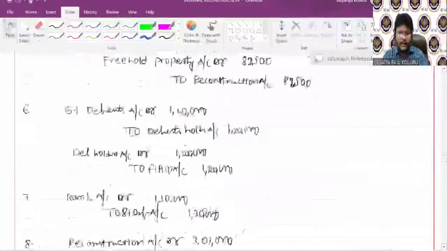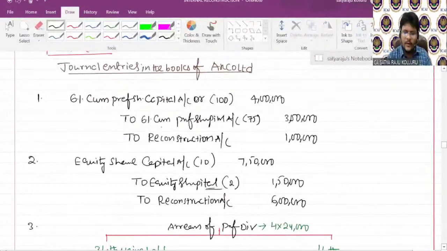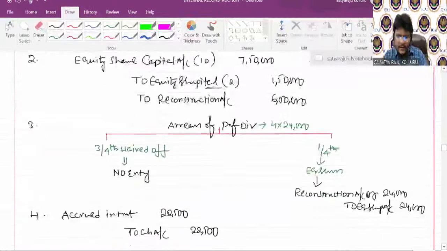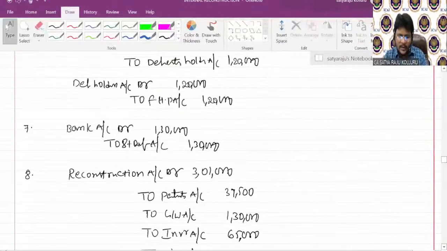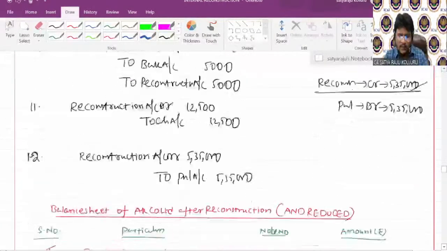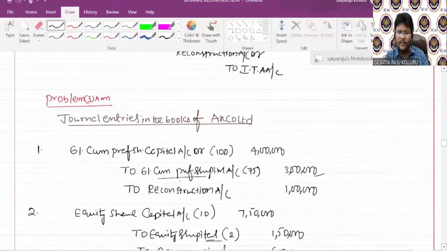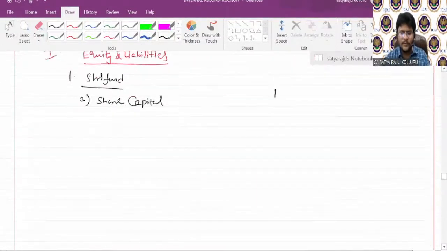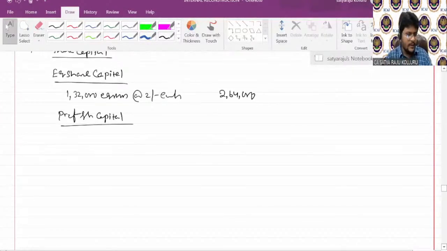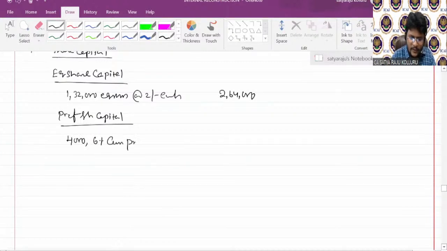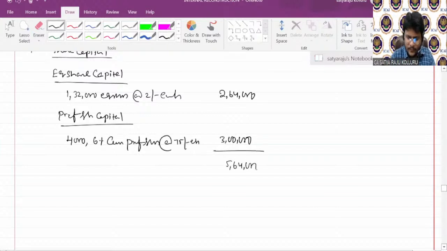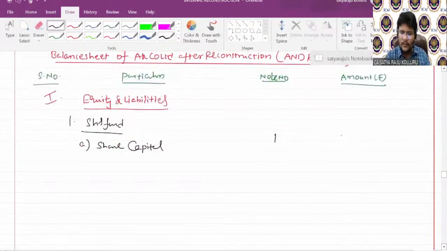Now, again, you can start with the journal entries. Here, the 6% cumulative preference share capital is there with 3 lakhs. In any other entries, is preference share capital there? Nowhere it is there. Only in the first entry itself, which is 6% cumulative preference share capital. That is 3 lakhs, so 3 lakhs divided by 75. How many preference shares are there? 4,000 6% cumulative preference shares at the rate of 75 rupees each, which is 3 lakhs. So total 5,64,000. You can go to note number 1 and fill here, which is 5,64,000.